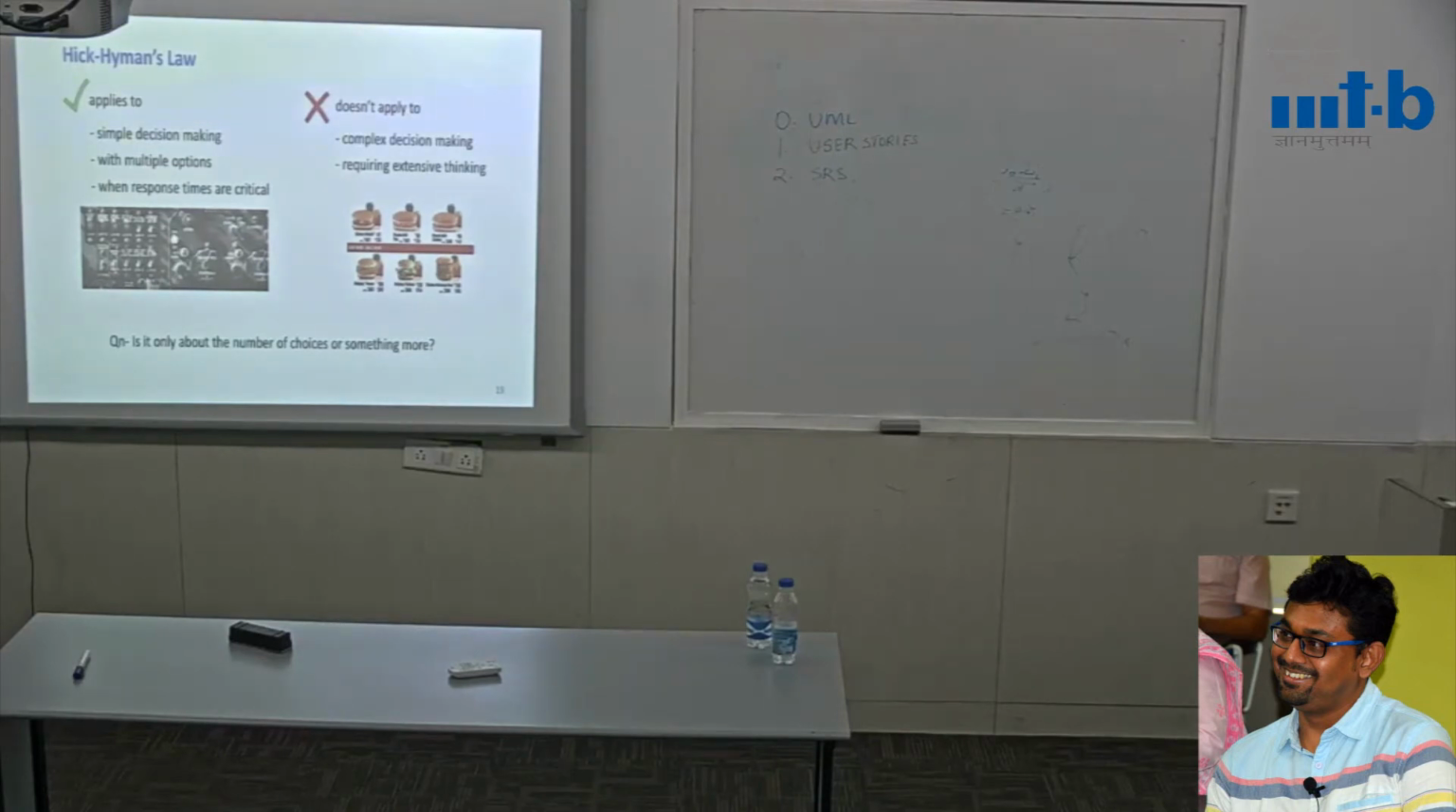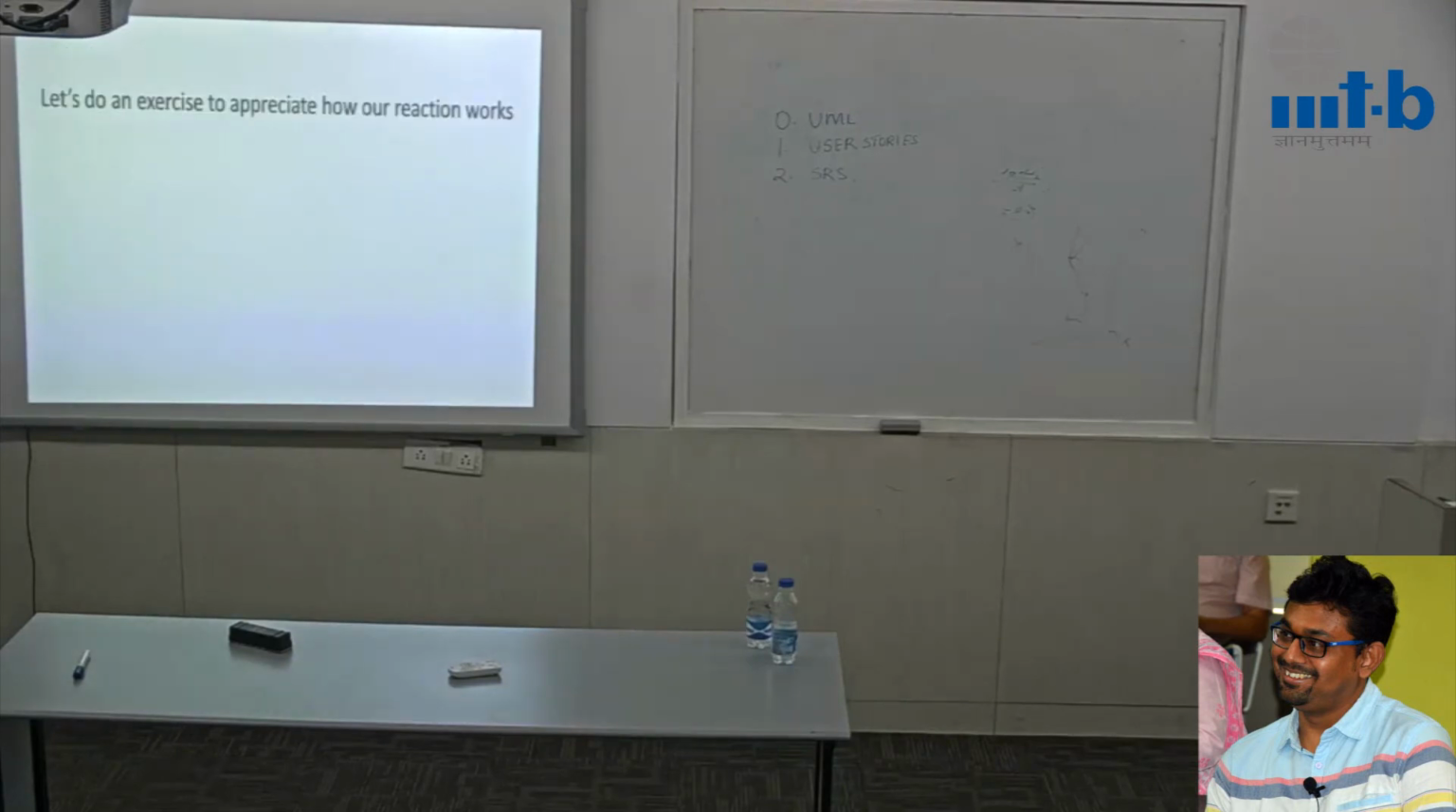So what we learned is it depends upon the number of choices as well. But is it only the number of choices, or is there something else happening in our mind? Given more number of choices, we will be slow. Given less number of choices, we'll be fast. But is it only the number of choices, or is there something else? Let's do an exercise together. I'll try to challenge your cognition.